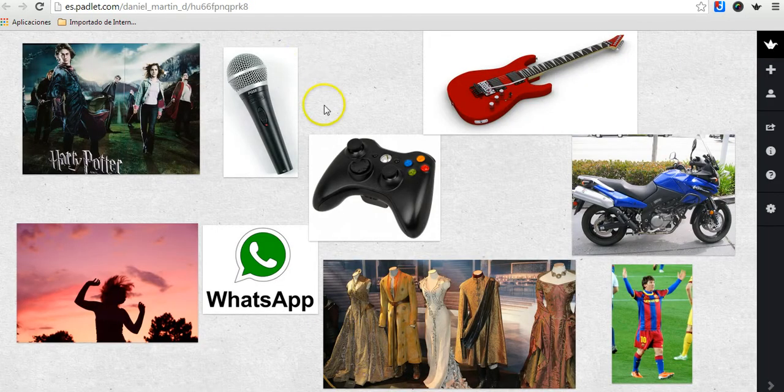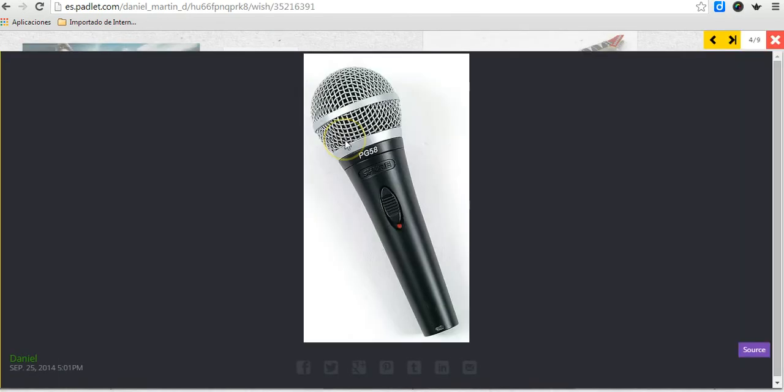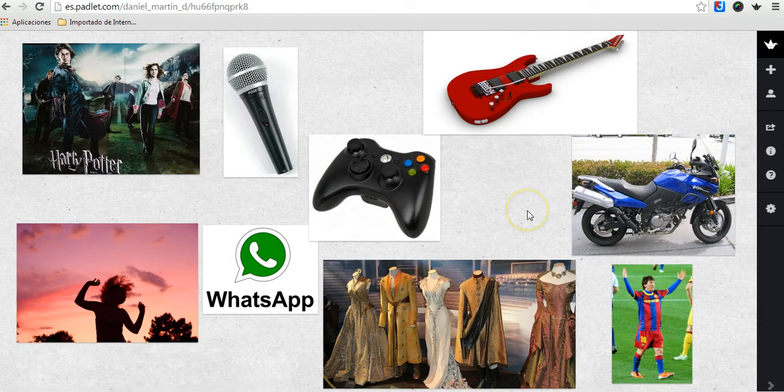Here, the students have placed pictures of things they identify with. Open the Padlet from your interactive whiteboard or projector on the screen and tell your students to explain why they placed those pictures. For example, this is a picture that I placed myself, a picture of a microphone. I'm very passionate about music, about singing, so that's why I placed a picture of a microphone, because that's something that is very important in my life. So the students would elaborate on their choices.